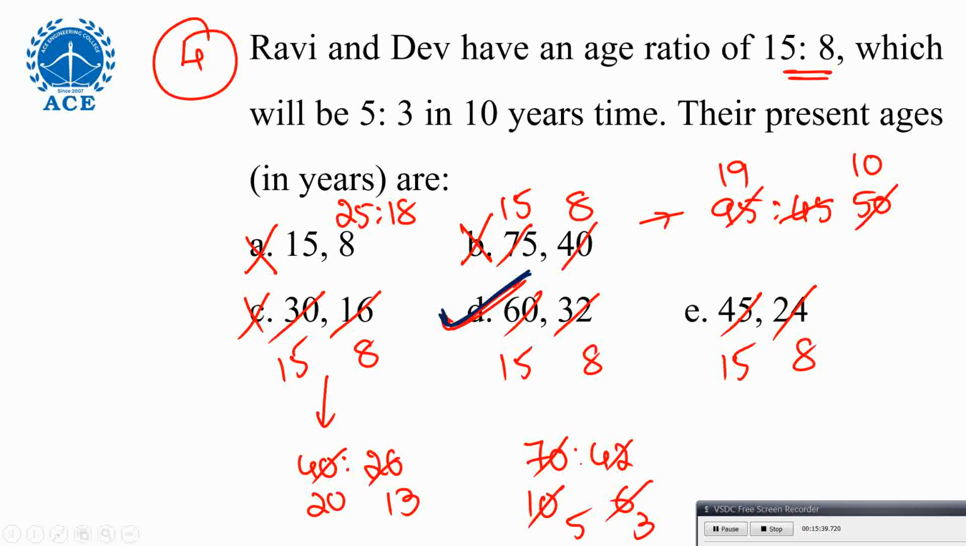So the other alternative is modifying that ratio. Present 5 is to 8. After 5 is to 3. Okay, so after 10 years.